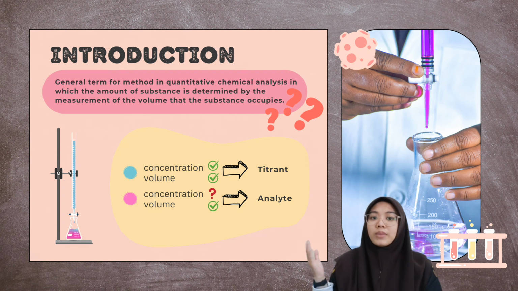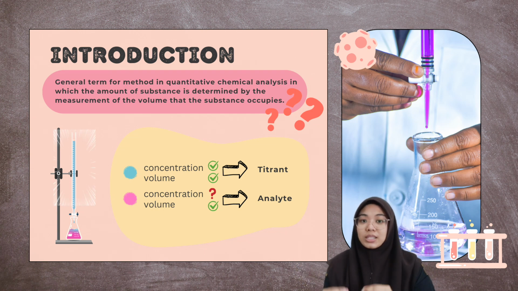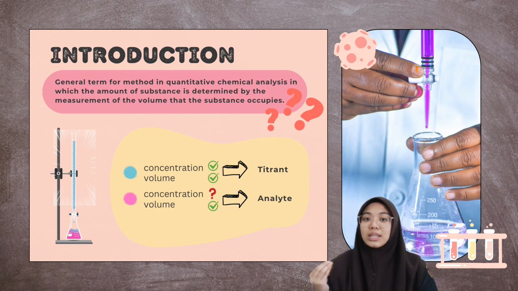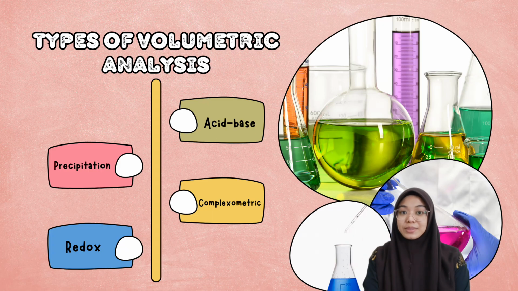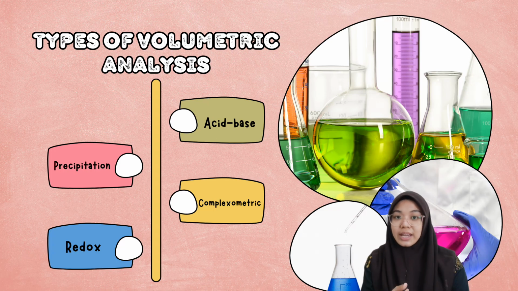From the picture here, you can see a blue solution of which we know the concentration and the volume. This is called the titrant and is located inside the burette. Meanwhile, another solution which is hot pink in color has a volume but unknown concentration. It is labeled as the analyte, which is the substance that we need to identify, and it is located in the conical glass. There are 4 types of volumetric analysis: acid-base, precipitation, complexometric, and redox.